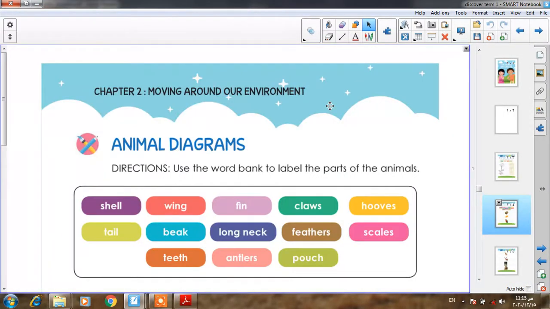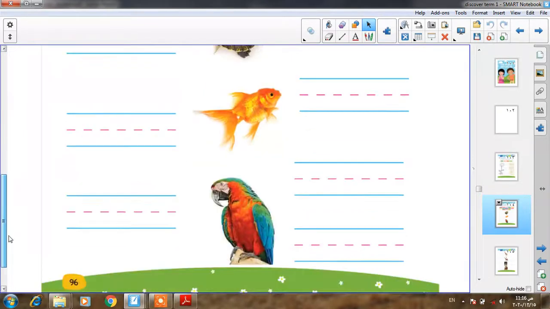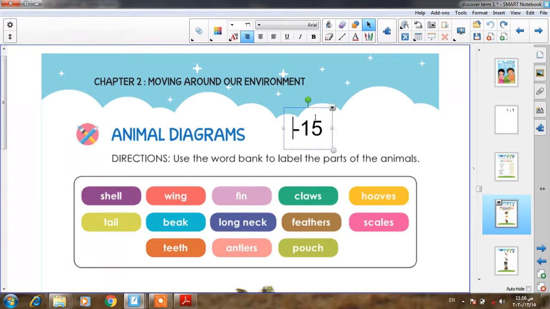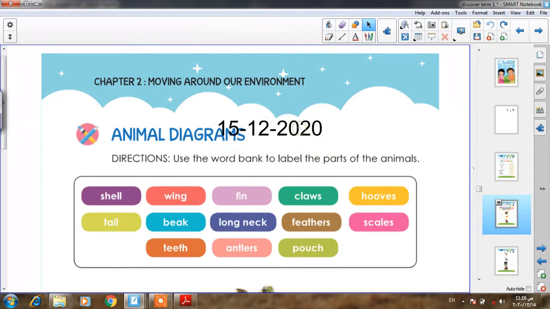Okay, let's continue. Write this date on this page, page 96. Okay.